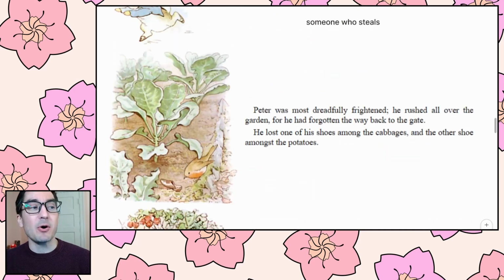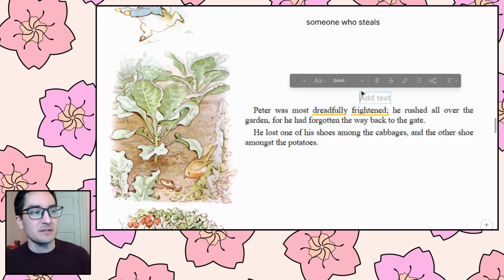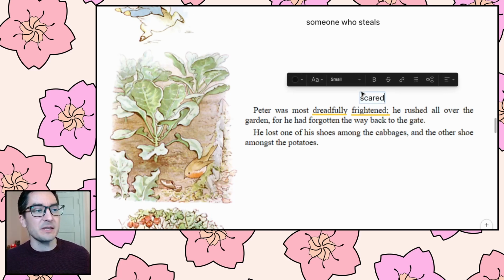Peter was most dreadfully frightened. He rushed all over the garden, for he had forgotten the way back to the gate. He lost one of his shoes among the cabbages, and the other shoe amongst the potatoes. So Peter was dreadfully frightened. Well, frightened is important too. Frightened is basically scared or afraid.